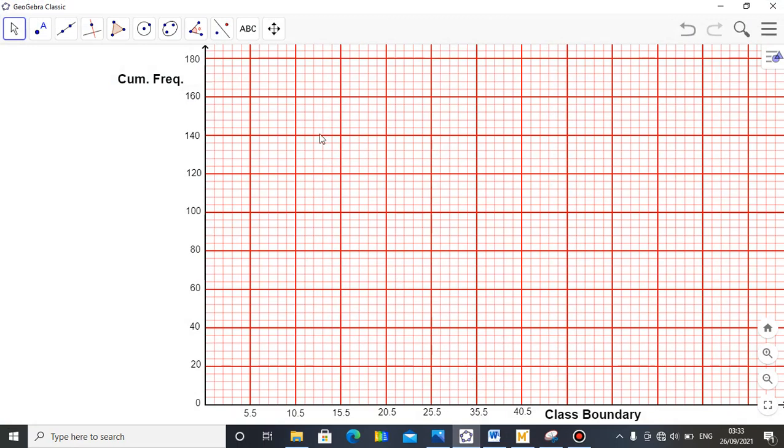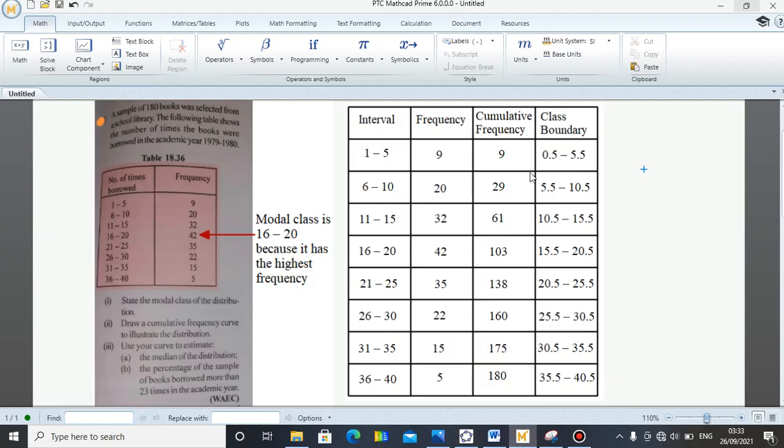This is the graph I want to use to plot the cumulative frequency curve. You can see the y-axis is the cumulative frequency column. I took a scale of 2 centimeters to represent 20 units. You can see the intervals increasing by 20 units on the y-axis, from 0 to 20, 40, 60, 80, down to 180. I use 20 units so that the graph will be easy for me to plot. So take note of that, you need to take a proper scale.